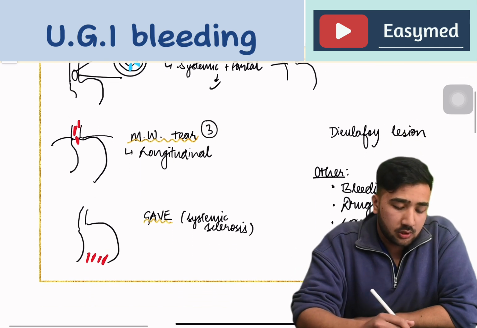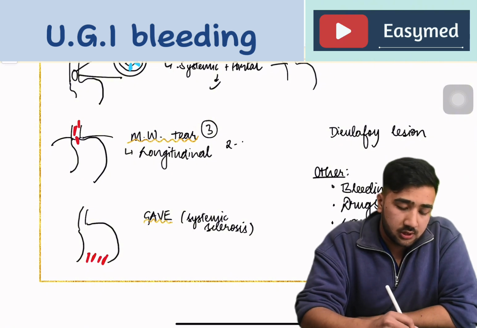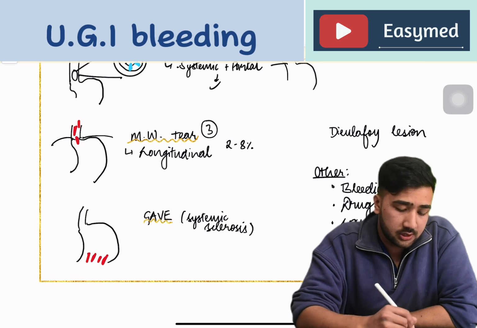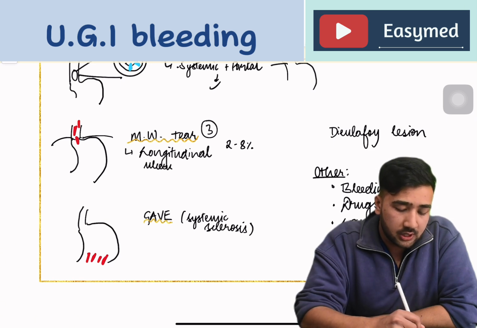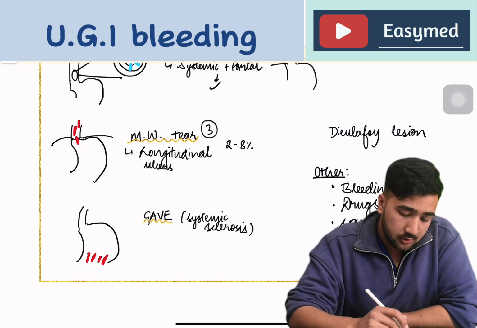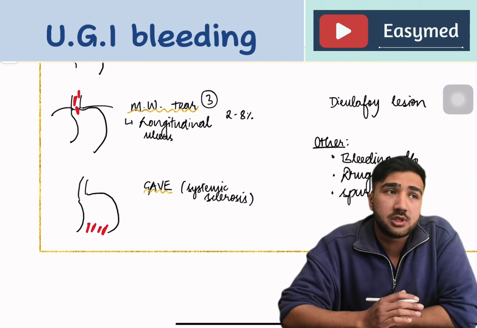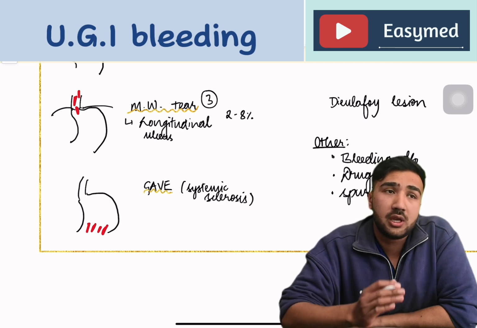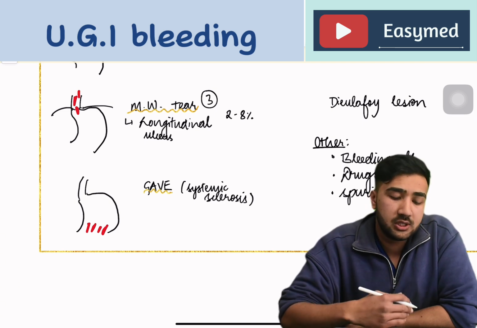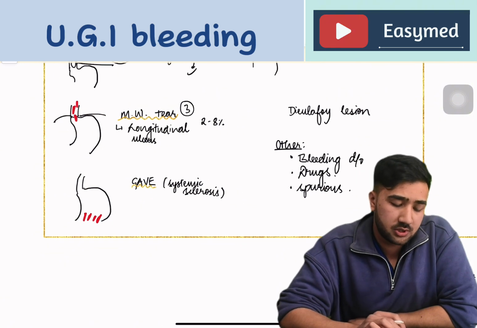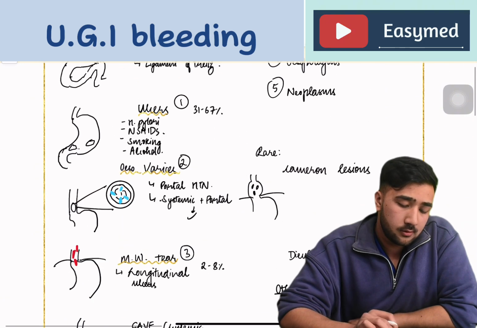The third common cause according to Harrison is Mallory-Weiss tear, which accounts for 2 to 8% of the causes. Mallory-Weiss tears are longitudinal ulcers in the lower part of the esophagus. We have to suspect in those patients who have a history of retching and may have dry vomiting, just retching, and then there may be upper GI bleed, hematemesis. So in those patients, we have to suspect Mallory-Weiss tear.